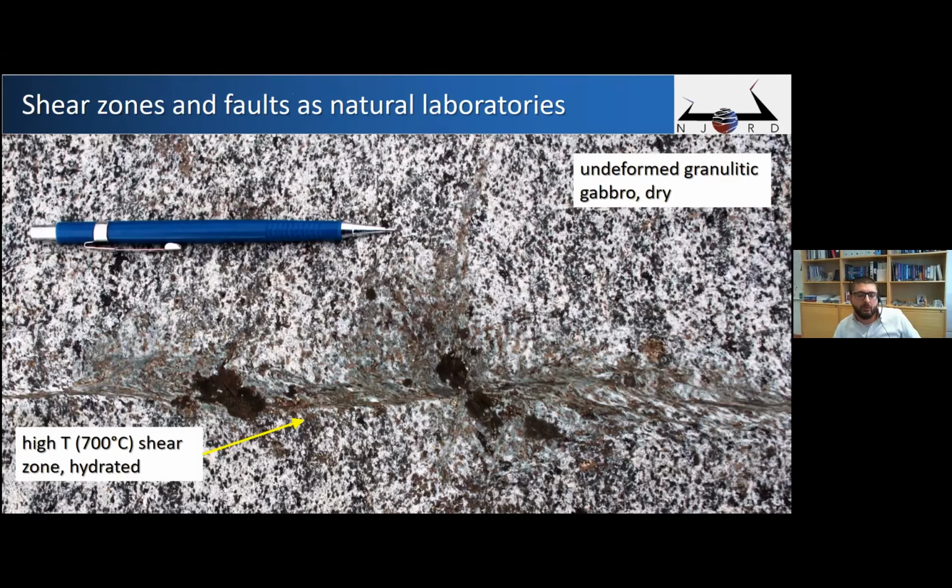What is the approach that our group uses? Well, we rely on the existence of outstanding natural laboratories. Unfortunately, direct observation of the rheology of the lower crust is difficult because of the paucity of lower crustal exposures. But when they are exposed, these natural laboratories are really outstanding because they provide us with direct observations of rheological and metamorphic transitions experienced by the lower crust. In this case, for example, we see a localized shear zone in Lofoten in northern Norway occurring within dry granulitic facies gabbros, and the shear zone is hydrated. So again, we start to appreciate the role of fluids in the strength evolution of the lower crust.